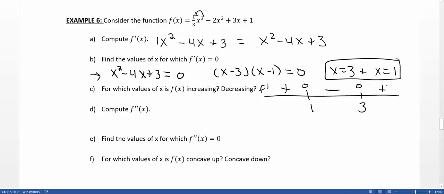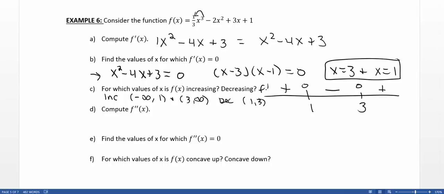So this gives me the intervals where my first derivative is positive and negative, which tells me where my original function is increasing and decreasing. I'm going to be increasing wherever my first derivative is positive, which was negative infinity all the way until 1, and again from 3 to positive infinity. My original function is going to be decreasing where my first derivative was negative, which was between 1 and 3. So those relationships still exist. Let's keep going.